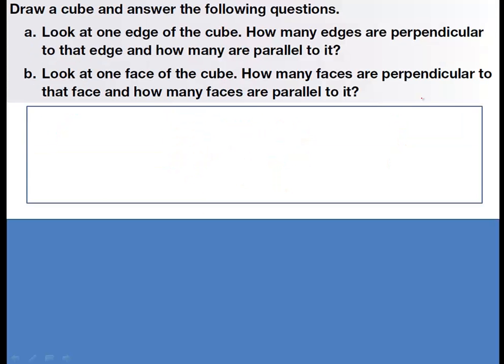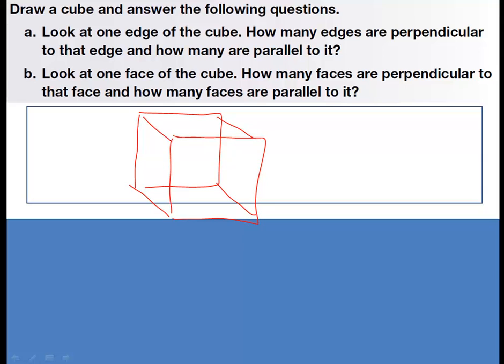Draw a cube and answer the following questions. So same thing. Let's go ahead and draw a cube. I'll draw it for you. Draw your own too. You just can't do it on the screen. Do it on a piece of paper, right? All right, now, how many edges are perpendicular? It says look at one edge. So let's look at this edge. I'm going to look at this one right here. How many edges are perpendicular to that edge? Remember, what does perpendicular mean? It means straight up and down, right? Straight up and down. Is that perpendicular? Is that perpendicular?